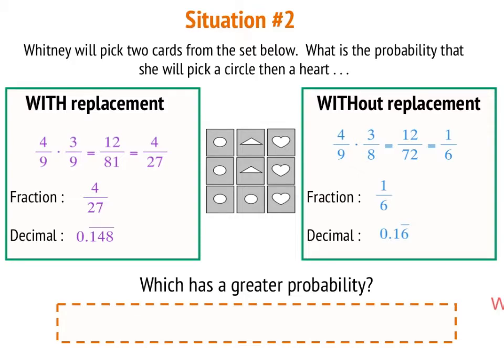So it says, which has the greater probability? We're going to compare them. The ones are the same. However, the 6 is greater than the 4, so therefore we know that without replacement, or dependent probability, is the one that is greater. Now let's take a look at why that may be.